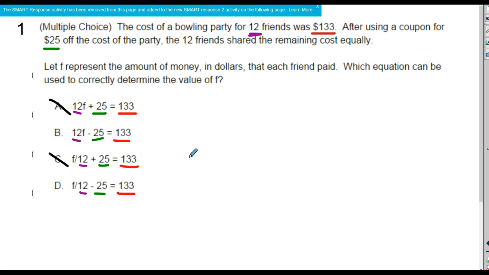If there's 12 friends and each friend pays $10, then they're going to pay $120 together, right? You're taking the $10 and multiplying it by 12. Would it make sense to take the $10 and divide it by 12? Hopefully, no. We can eliminate D, and our answer here is B. We're going to multiply the number of friends times the price that each friend paid. We're going to subtract $25, and then we're going to get our total cost of $133.